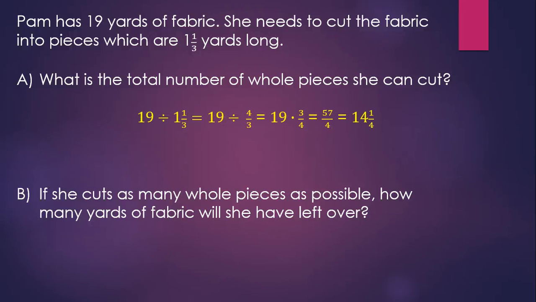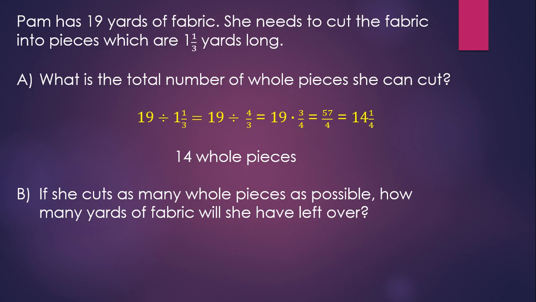For the number of whole pieces, we're going to take the 19 yards and divide it into pieces that are 1 1/3 yards long, which would give us a quotient of 14 1/4. The number of whole pieces she can cut is then 14 whole pieces.